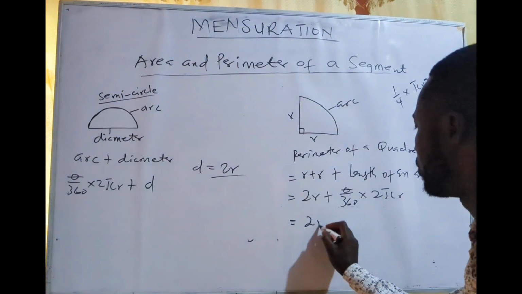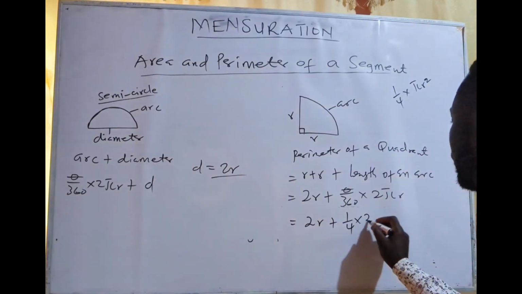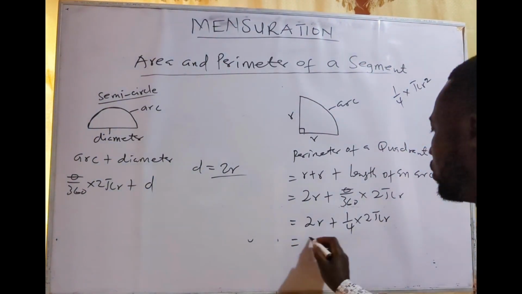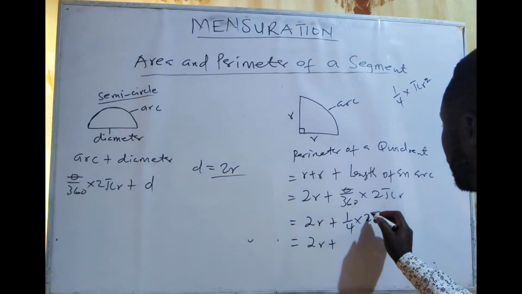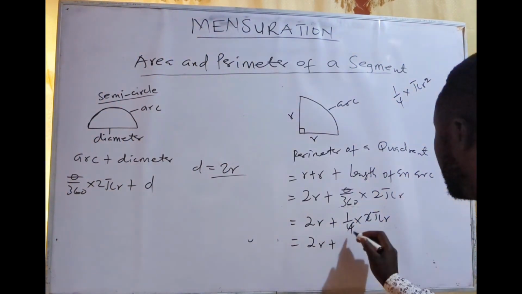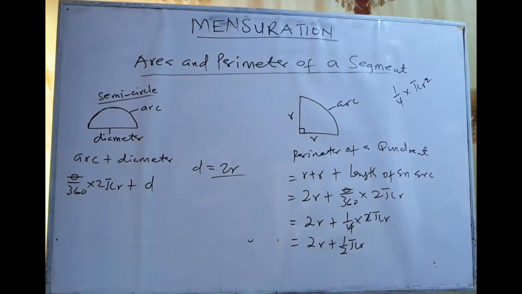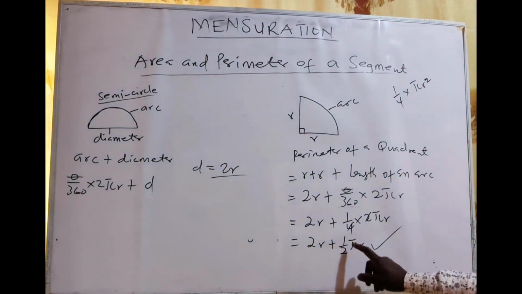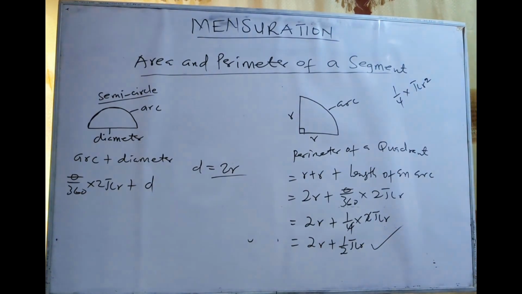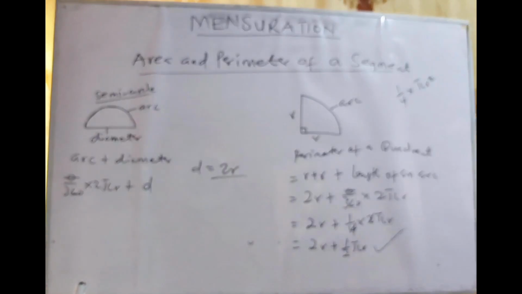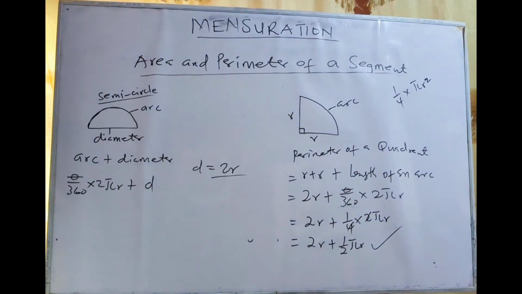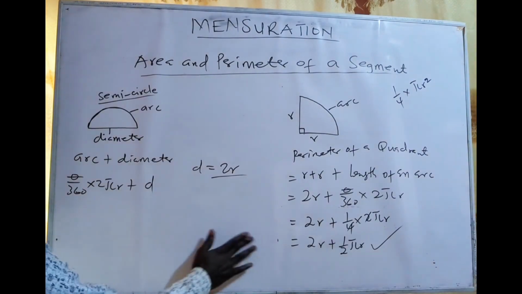So in reality, this will be 2r plus 1/4 of 2 pi r. The 2 can go here, and 1/4 of 2 pi r gives 1/2 pi r. This is how the perimeter of a quadrant is going to be: 2r plus 1/2 of pi r, half of pi r.